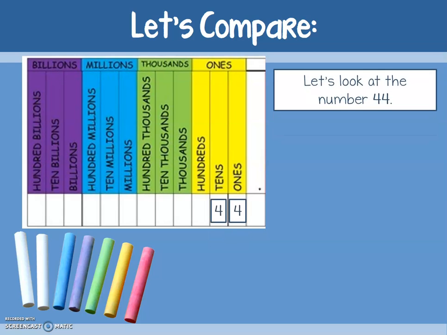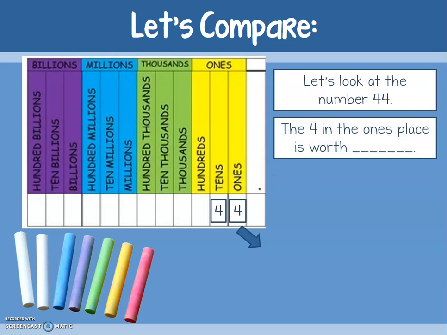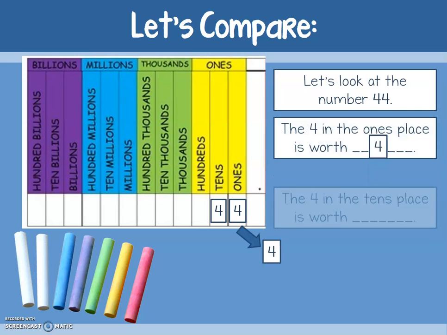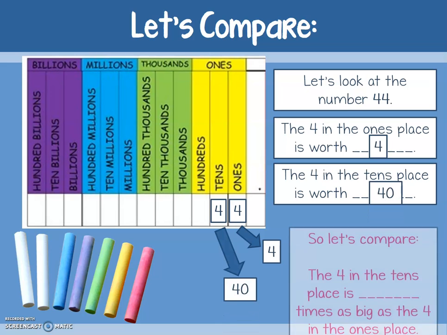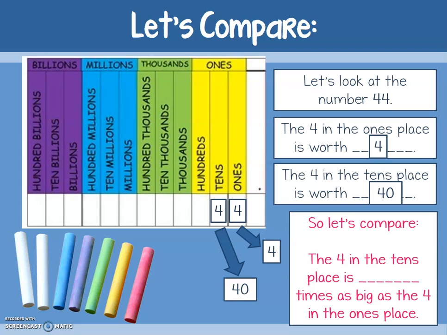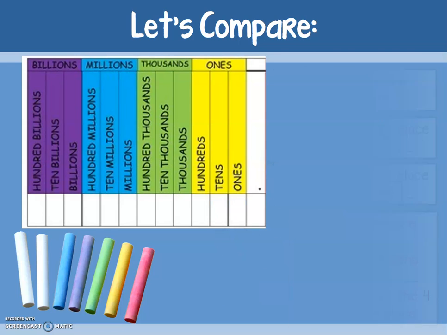Let's take a look at the number 44. The 4 in the ones place is worth 4. But the 4 in the tens place is no longer worth 4. Now it represents 4 tens, or 40. So if I'm comparing, that means that the 4 in the tens place is how many times as big as the 4 in the ones place? Think about this for a few seconds. Okay, do you have a prediction? Let's take a look at another example and see if your prediction holds true.